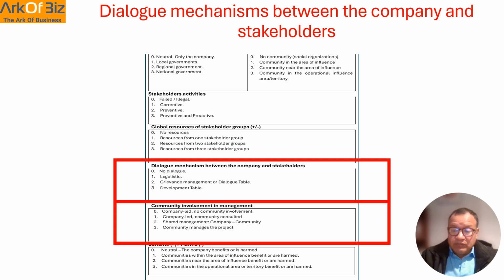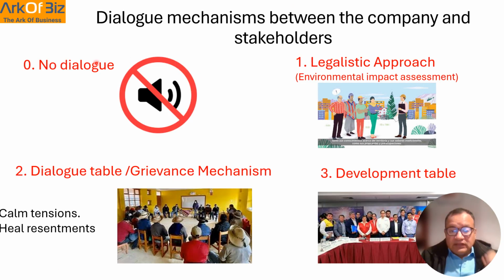Okay, in this video, we will talk about the two next elements of the ASEC tool. It means the dialogue mechanism and the community involvement. So let's start with the first one, the dialogue mechanism. In this element, we have four types of dialogue mechanisms.